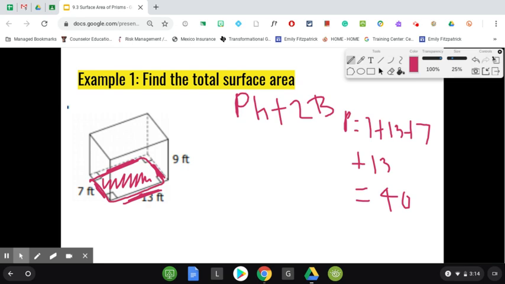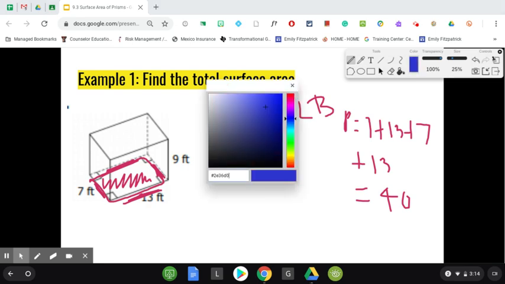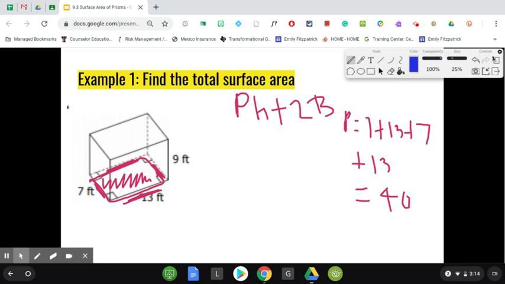Now we want the height. The height connects the two bases. So that rectangle is one base, and the top rectangle is the other base. The line that connects those is this one right here. That means that 9 is the height. So there's no calculation there. The height is 9. I'll write it over here.